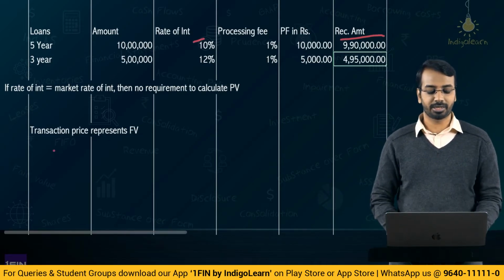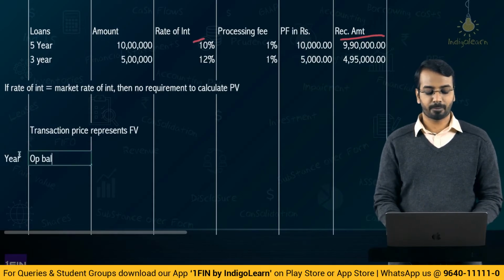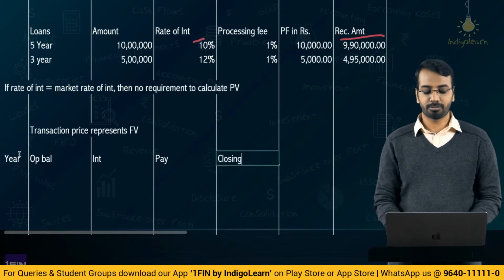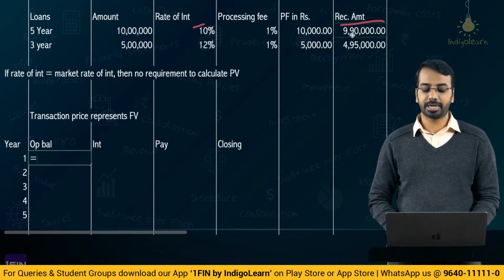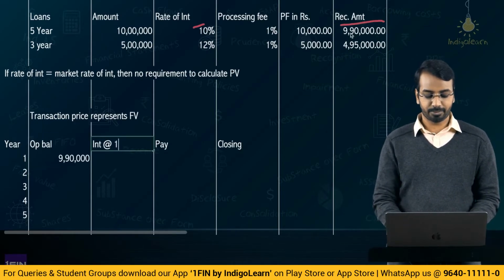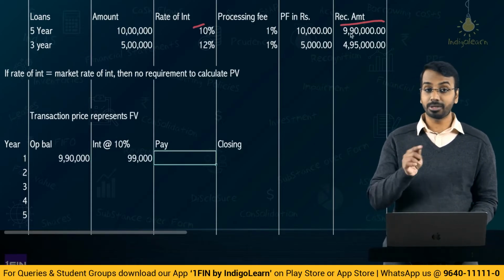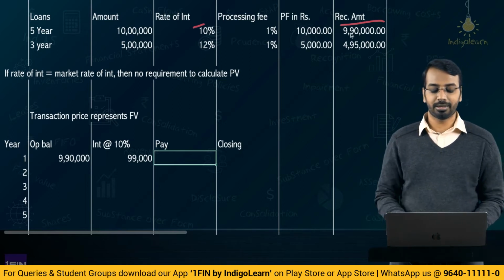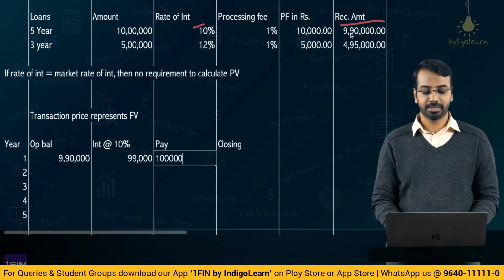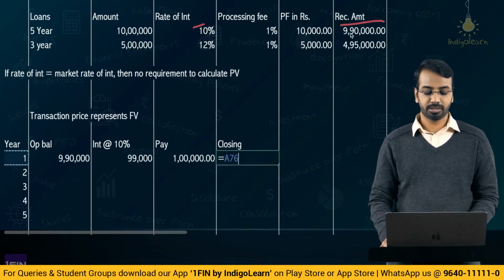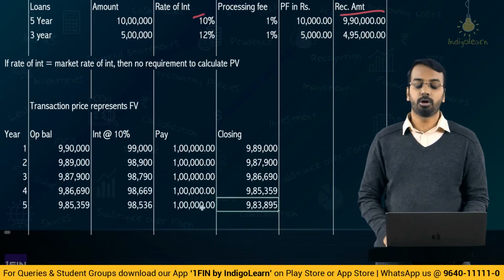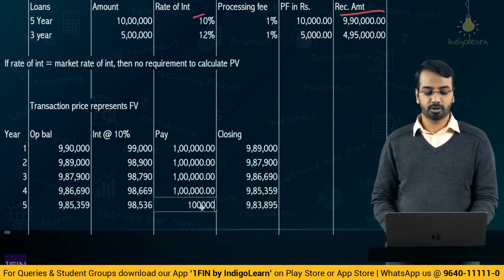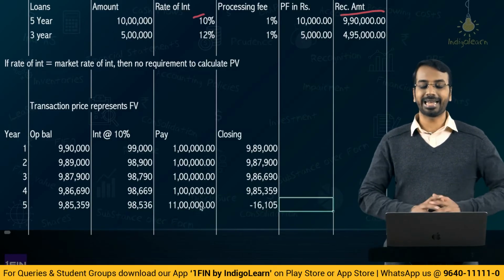Let us do for one case. Year, opening balance, interest, payment, closing balance. Okay, this is just for our understanding purpose. 1, 2, 3, 4, 5 years. Opening balance, because we have recorded at 9 lakh 90,000. Interest rate at 10%, 9 lakh 90,000 multiplied by 10% is 99,000. Amount that the customer will pay will be 10% of 10 lakhs, which is 1 lakh. And closing balance will be opening plus interest minus payment. And if you do it for 5 years, what you get is the closing balance of 983,895, or if you say the entire 11 lakhs is paid off, you get negative 16,105.